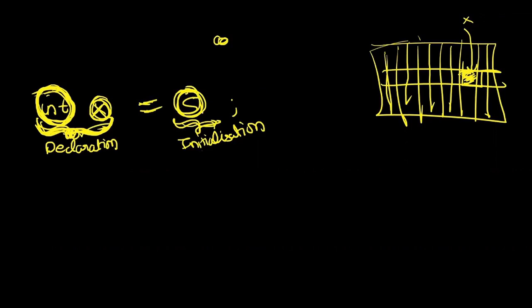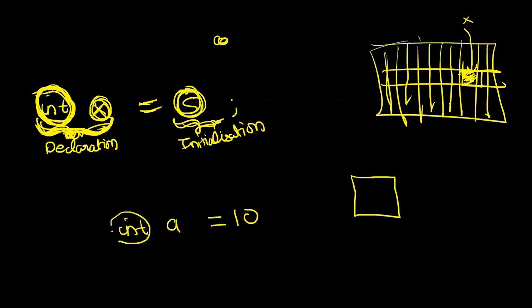This is initialization. So whenever you write a statement like this, int a is equal to 10, what happens? First of all, you are telling the compiler, hey compiler, can you please reserve the space? How much space will the compiler ask? The compiler asks, how much space do you want me to reserve?